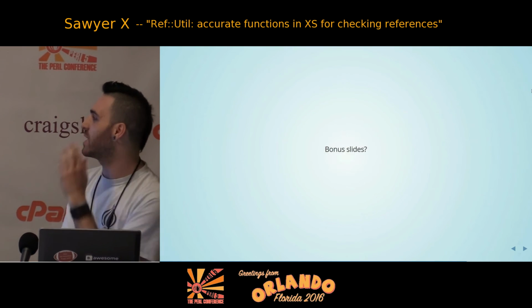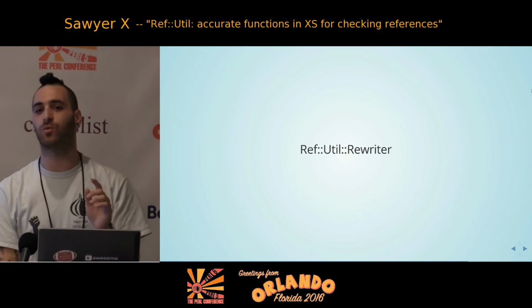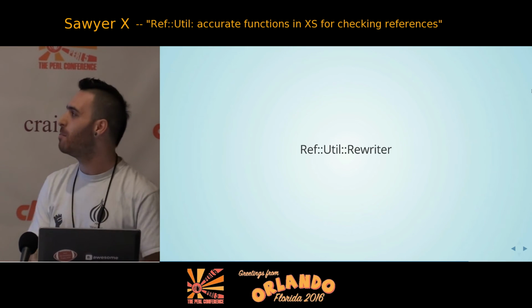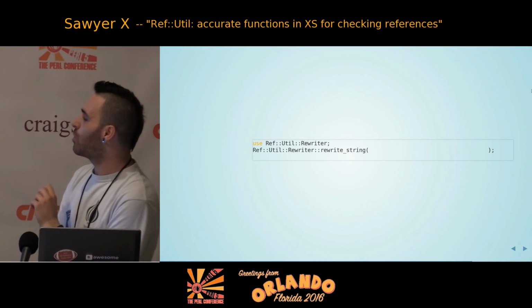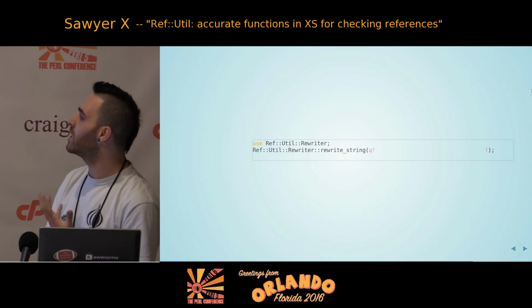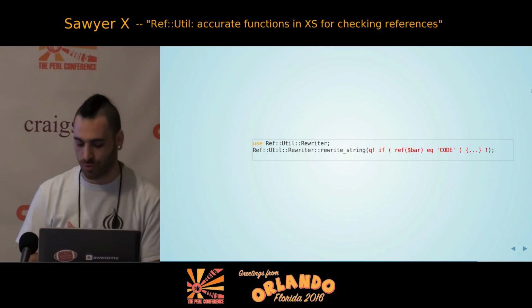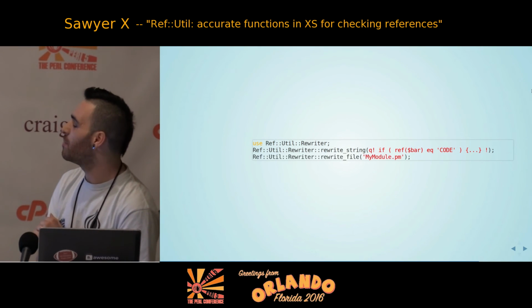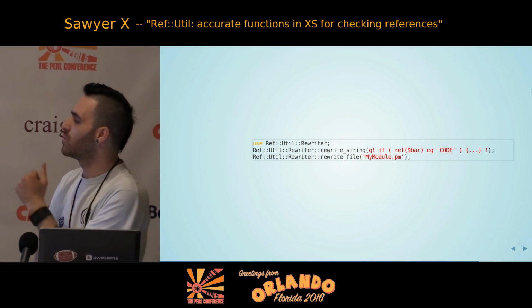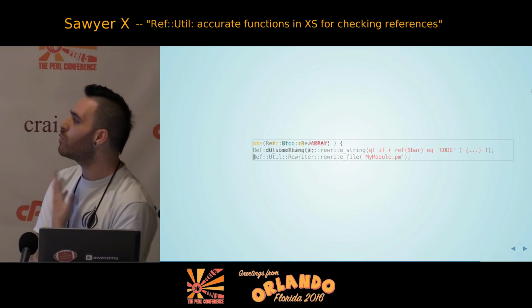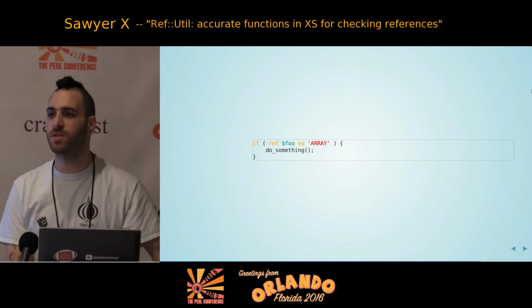Okay, so bonus slide. I wrote this thing called Ref Util Rewriter. Basically, you call rewrite string, and then you give it some kind of Perl string. So let's say if ref bar equals code. If you give a rewrite file, you can also do that. And what it does then is just rewrite all of it. So let me show you some examples.